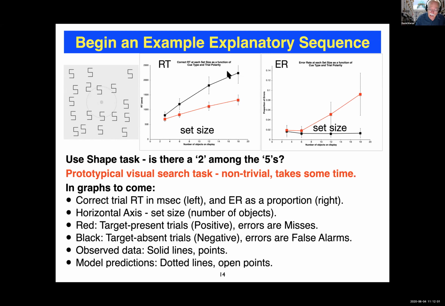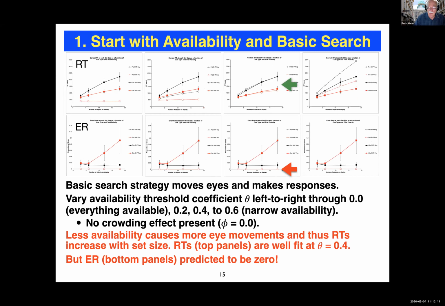And here's our negative RT. It generally takes longer and is more steeply sloped. So let's look at what we get when we try to put mechanisms into a model. As a minimum, we'll start with a basic search strategy and just our availability mechanism. If we increase the availability from left to right across these plots, the reaction times go from very flat and fast, they start increasing, they increase more, and then they're very much longer than the data says.